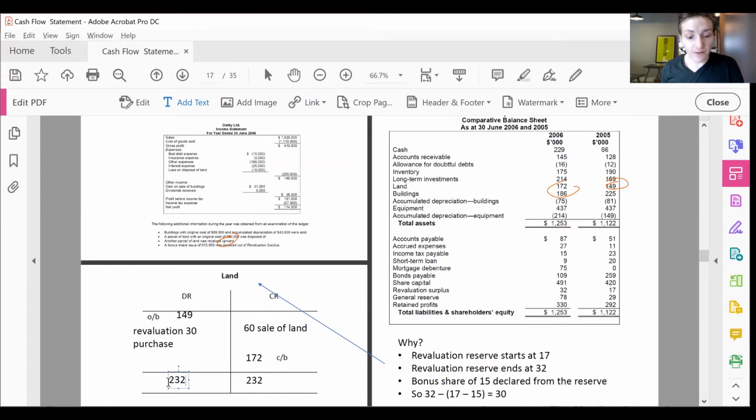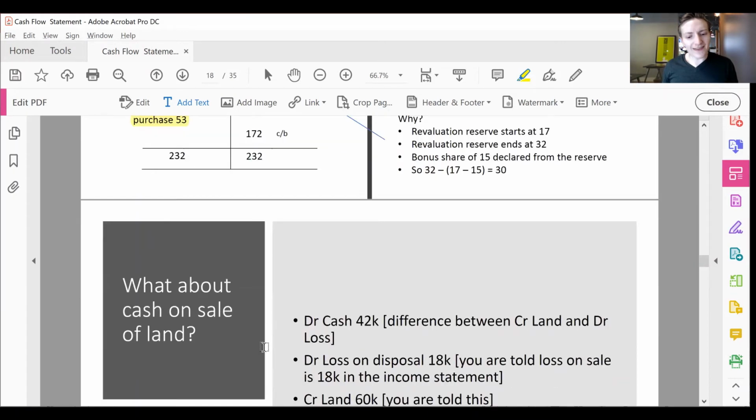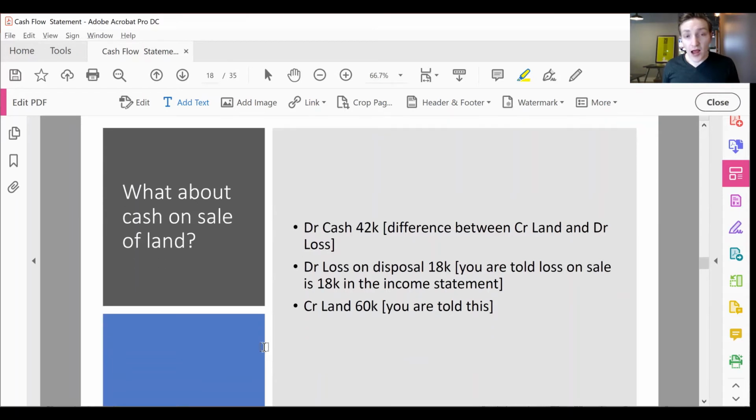When you do the math here, 232 minus 149 minus 30 means we must have spent 53 on a purchase. So that is going to go through into our cash flows. We've got a 53 expenditure on buying the land. Now, what about the cash on the sale of land? I mentioned just prior that we sold a parcel of land. We sold land worth 60 on our books. However, that does not mean that we got 60 from the sale.